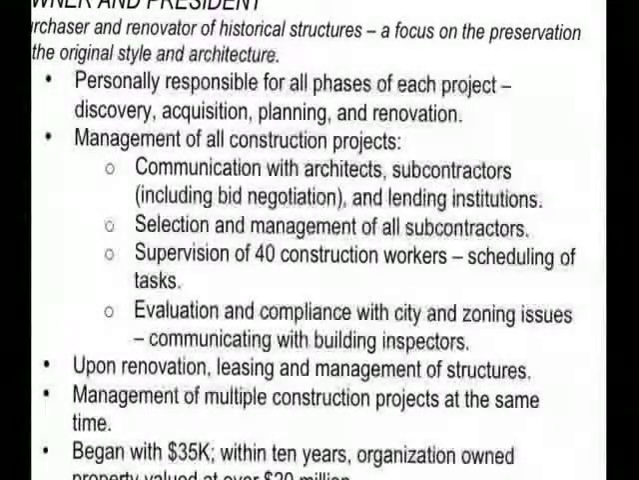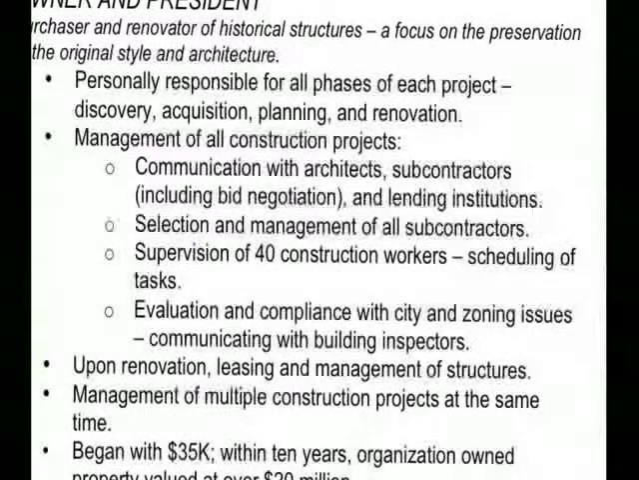You see management of all construction projects, communication with architects, selection and management of all subcontractors, supervision of, evaluation and compliance with. All the phrasing matches in these bulleted points. And I would also like to point out that you see that bulleted point, supervision of 40 construction workers. I would suggest you try and quantify anything that you can, anything that's possible to be quantified on your document.